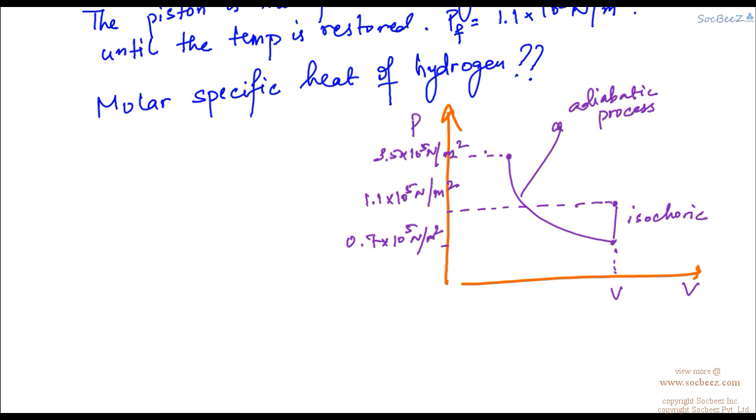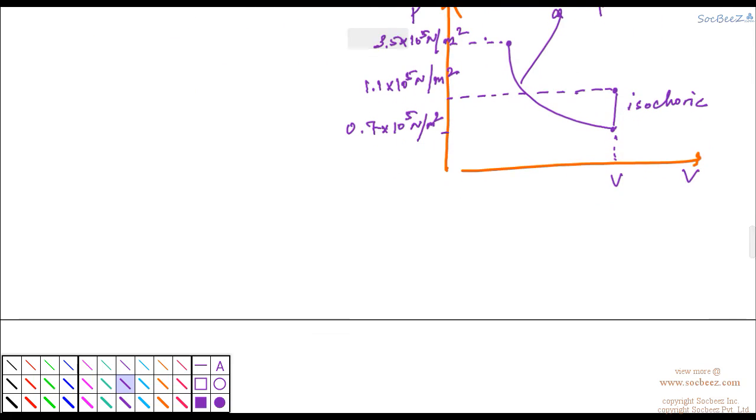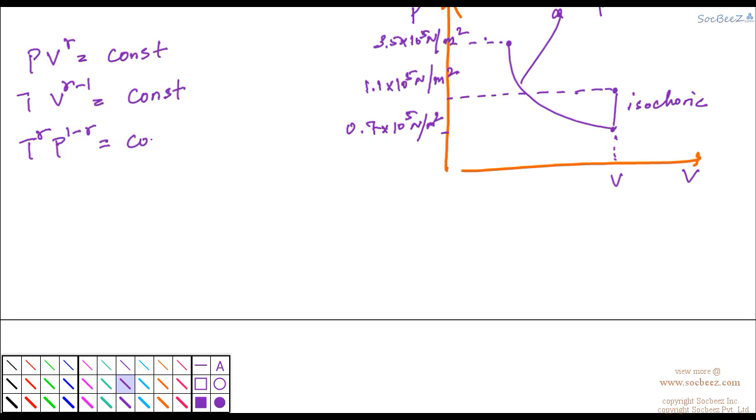Okay. So for the given condition, the adiabatic process, we can say that the following equations hold: PV raised to power gamma is equal to constant, or TV raised to power gamma minus 1 is equal to constant, or T raised to power gamma times P raised to power 1 minus gamma is equal to constant. These three equations hold for the adiabatic process.